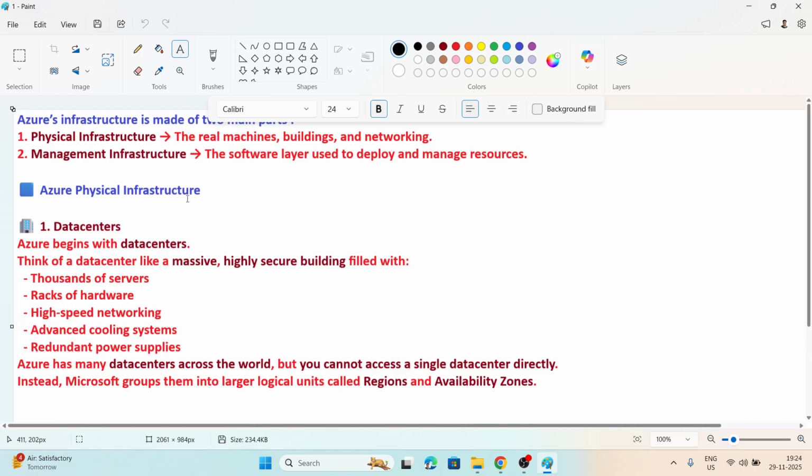In Azure physical infrastructure, we have data centers. A data center is like a huge, massive and highly secure building, and it has thousands of servers, racks of hardware, high speed networking, advanced cooling systems, and redundant power supplies. Azure has many data centers across the world, but we cannot access a single data center directly because of security. Instead, Microsoft groups them into larger logical units, and that is known as regions or availability zones.